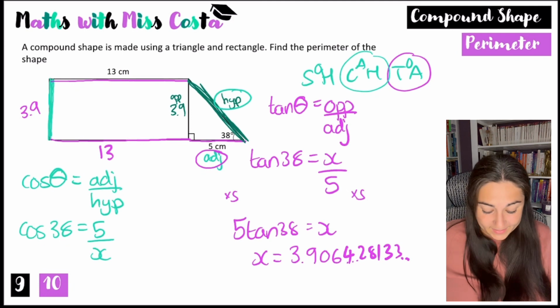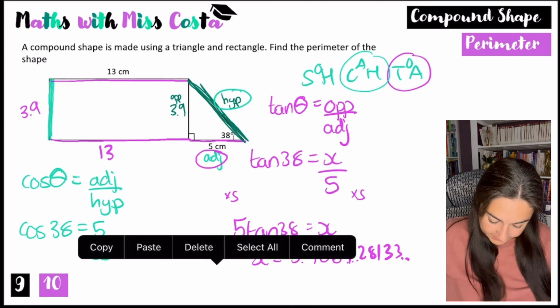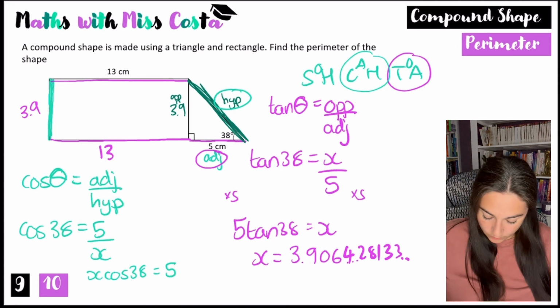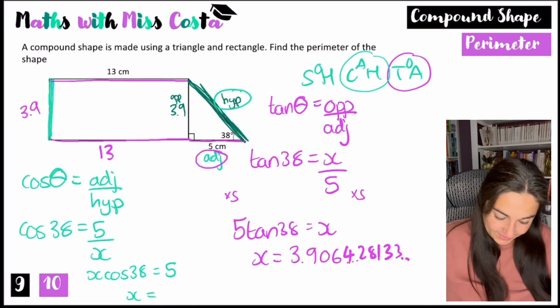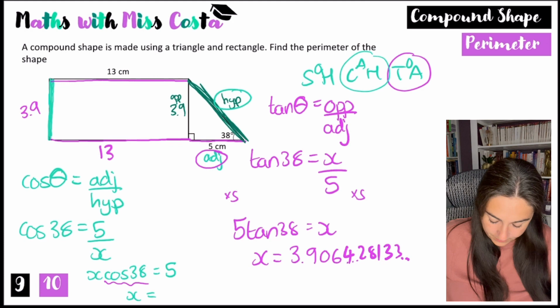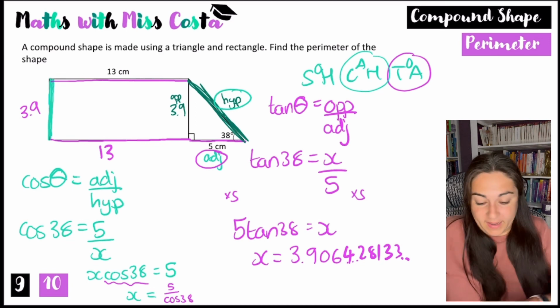So this is where it gets a little bit trickier. We've rearranged the formula. Multiply both sides by x. So you say x cos 38 equals 5. And then we're trying to isolate x. So this is where we divide both sides by anything remaining, which is cos 38. So we'd say 5 divided by cos 38. So let's type that into our calculator.